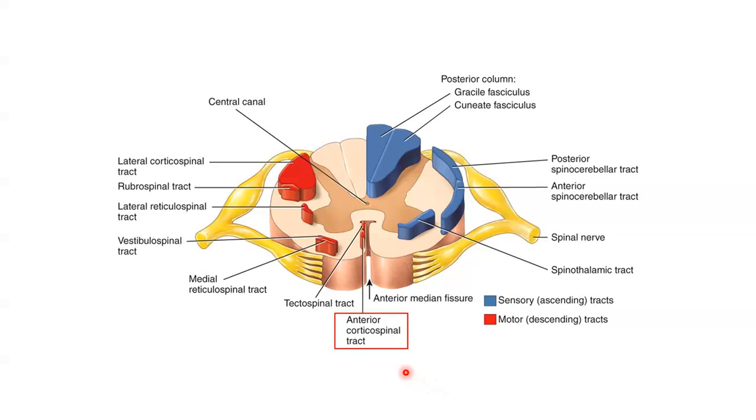As an example, we have our anterior corticospinal tract. This is a motor tract. It's located in the anterior white column, so that's this section here. And it begins in the cerebral cortex and ends in the spinal cord, so corticospinal.